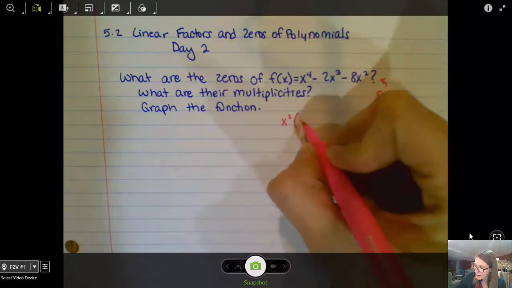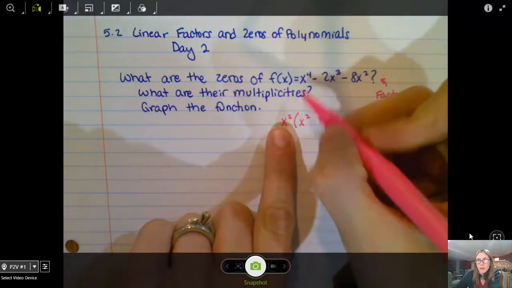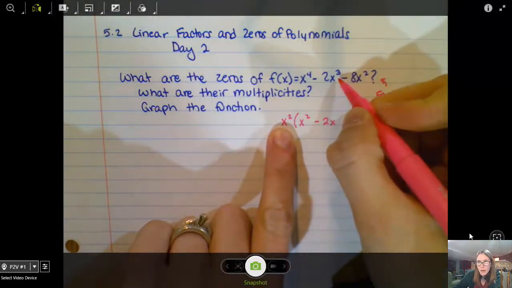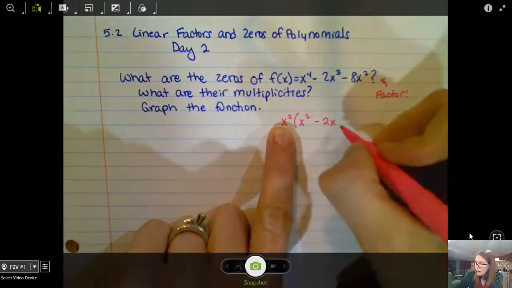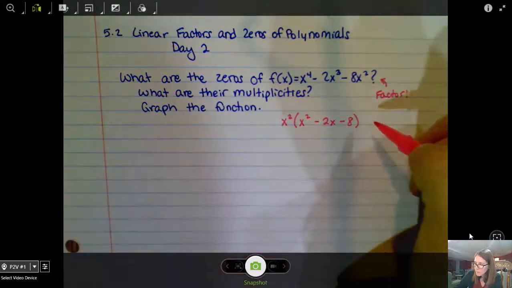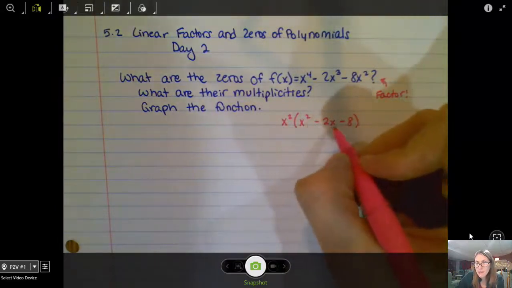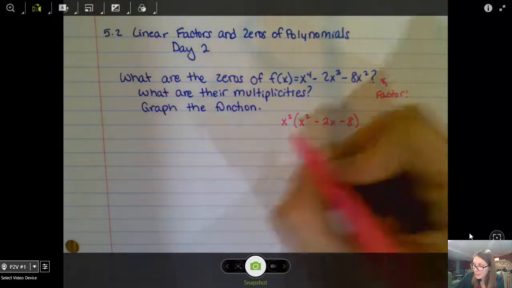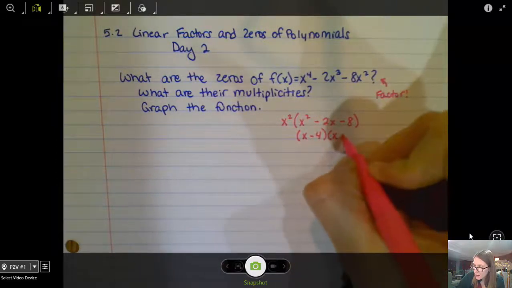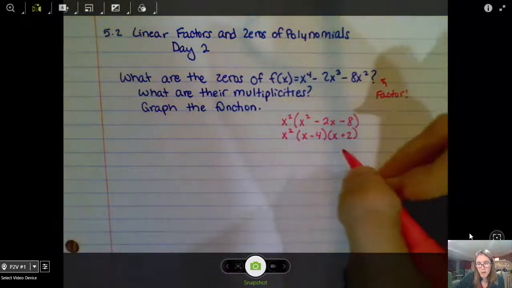and then I still get x squared, because x squared times x squared is x to the 4th. X squared times negative 2x gives me negative 2x cubed. And then x squared times negative 8 gives me negative 8x squared. And once I factor that x squared out, what numbers multiply to negative 8 and add to negative 2? We have negative 4 and positive 2. Bring that x squared down.